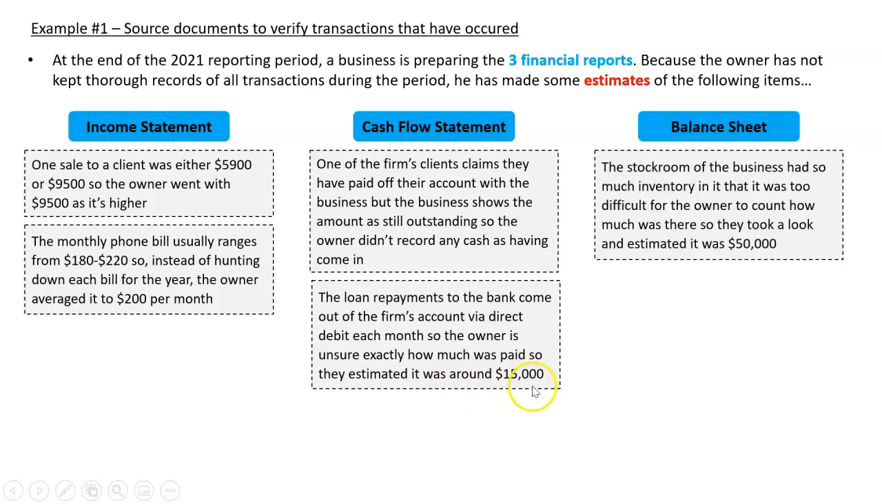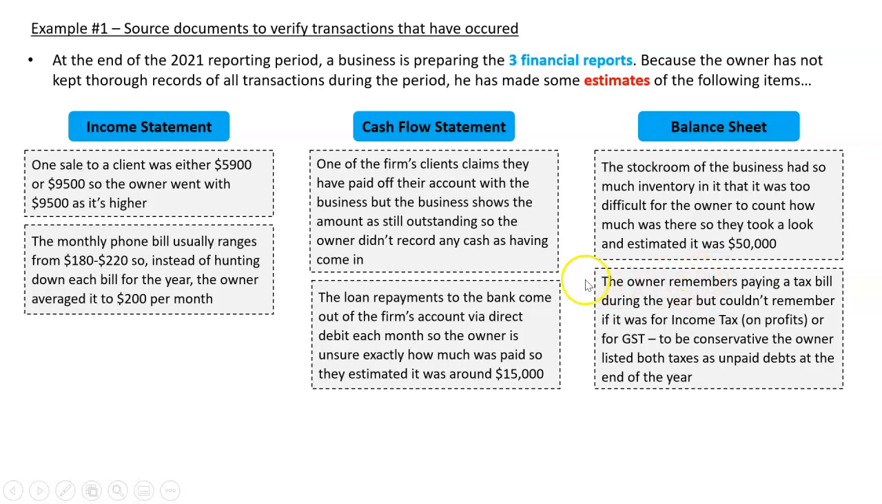What about the balance sheet? The stockroom of the business had so much inventory in it that it was too difficult to count it all. So at the end of the year, the owner took a look and said, that's about $50,000 worth of inventory. And lastly, the owner does remember paying a tax bill during the year, but couldn't remember whether it was for income tax, which is a tax you pay on your profits, or for GST, the goods and services tax. So to be conservative, the owner just said, I'll say both were unpaid, and they're unpaid debts at the end of the year.